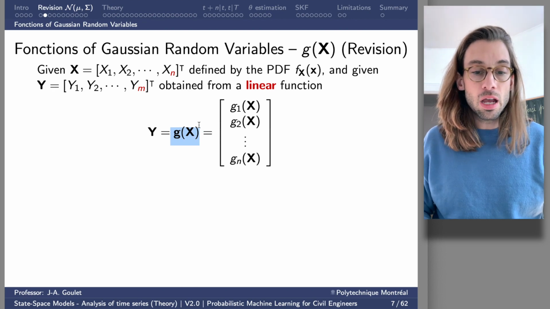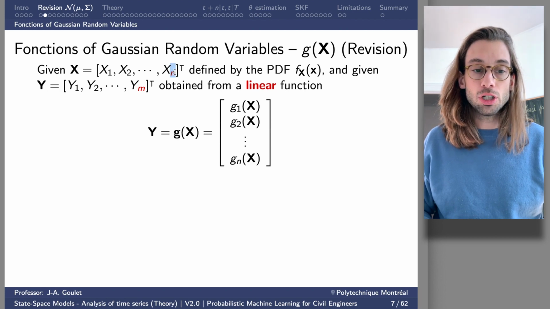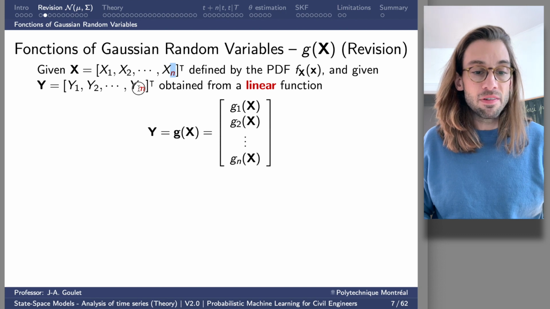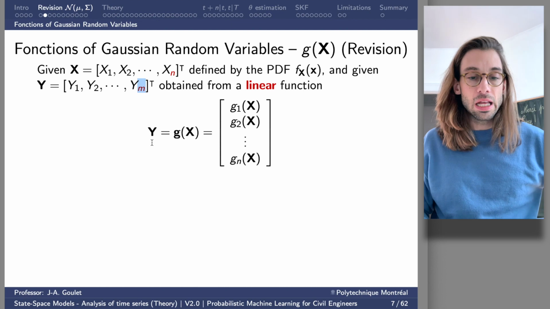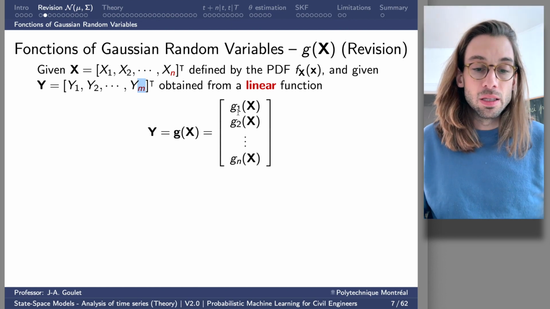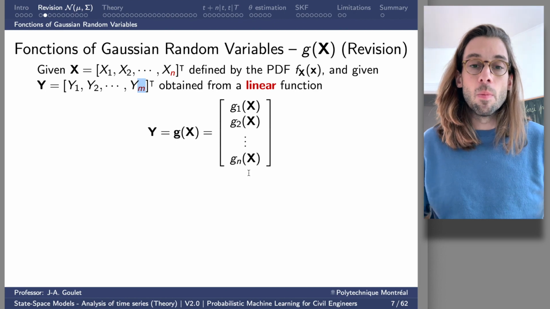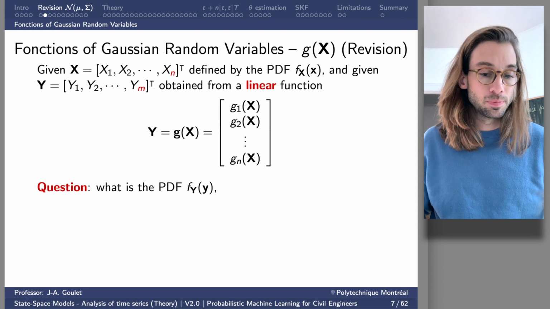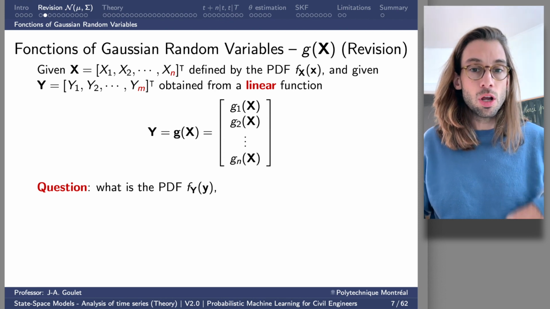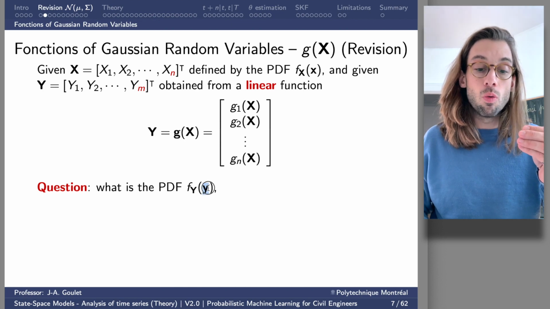Here I can have n inputs to my function, and that function can have m outputs. It's equivalent to saying that I can break down this function into m functions that each take as input my random vector X. So the question, as I mentioned earlier, is how can we characterize the joint PDF for Y?